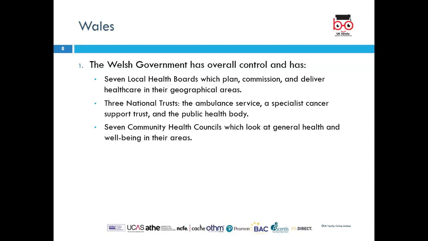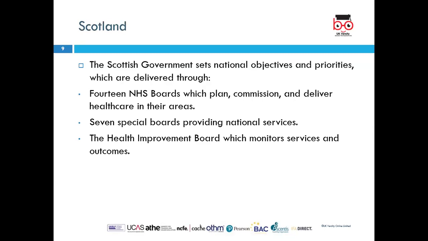So that's about Wales. Now coming to Scotland very briefly. The Scottish government has set national objectives and priorities, and these are delivered through 14 NHS boards. These are responsible for planning, commissioning, and delivering healthcare in their specific areas. They have seven special boards, which are responsible for national services, and the Health Improvement Board, which monitors services and different outcomes.